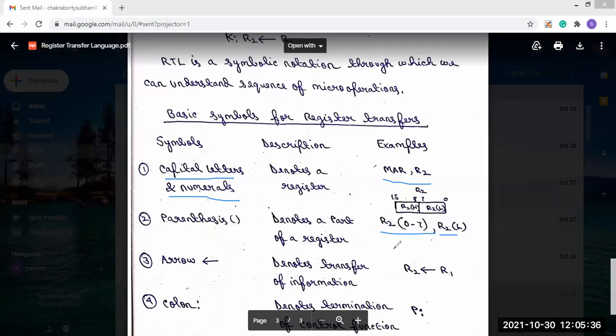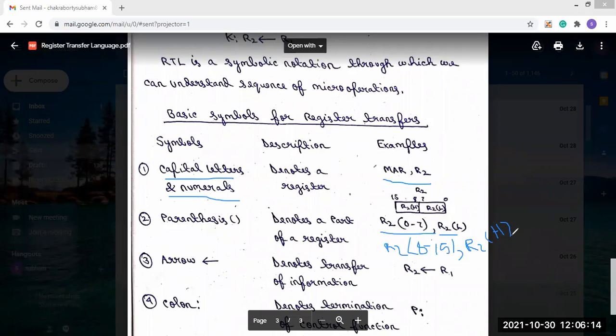And if we want to write the high bits, then what we will do? R2, 8 to 15, or we can write it like this, R2, H. That is the representation of the high bits. Okay, so parenthesis means what? It denotes the part of the register. The register part we want to denote.